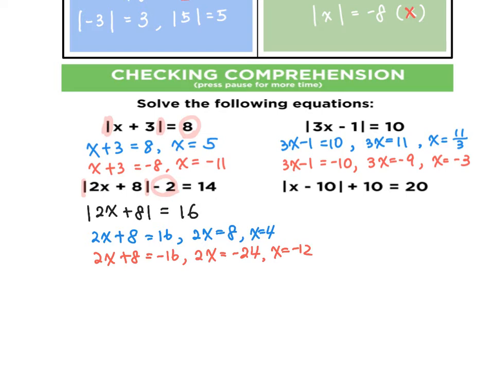on the last question. So absolute value of x minus 10, subtract 10 on both sides, will equal 10. The first case, x minus 10 equals positive 10. The next one, x minus 10 equals negative 10. So one is positive, one is negative. So x equals 20, and the second one is x equals 0.